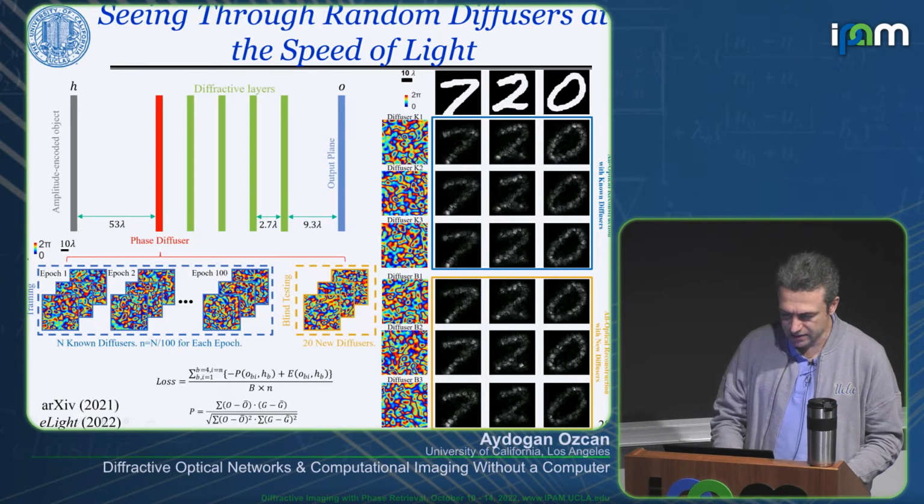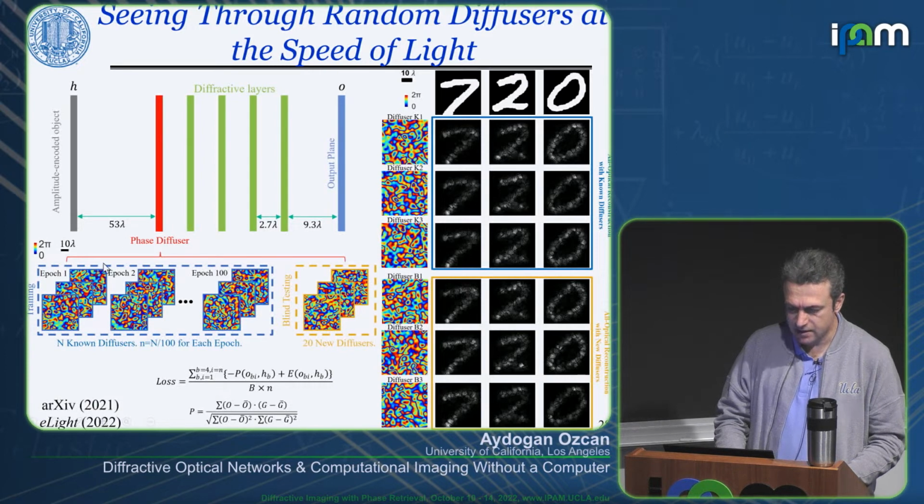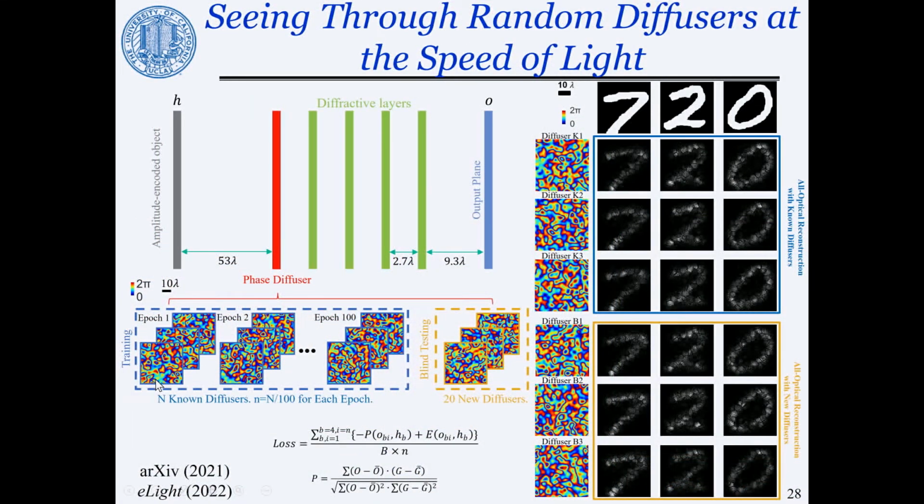So what we do is, at every epoch of this learning for the phase profiles of these diffractive layers, we show many phase diffusers. These are randomly generated phase variations that entirely obscure the information of the object. Let's say you have 100 epochs. At every epoch, you show maybe 20 of these examples. There you go. You have 2,000 of these random phase diffusers that distorted.